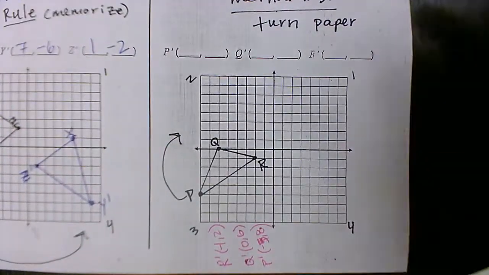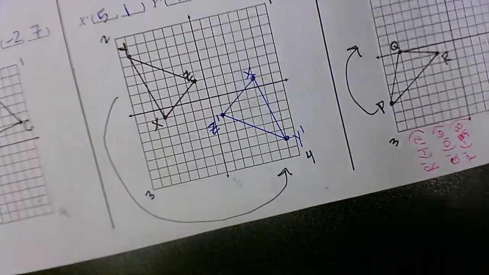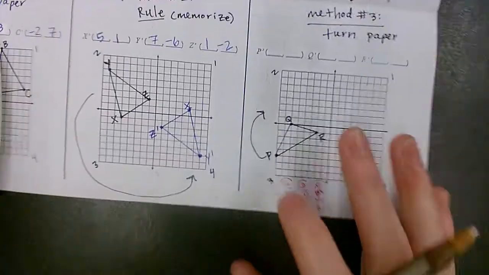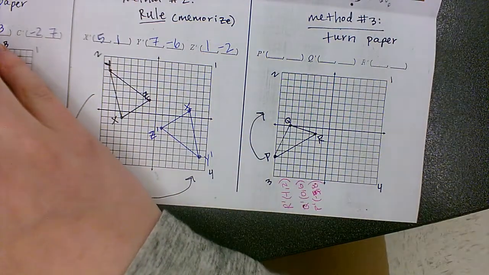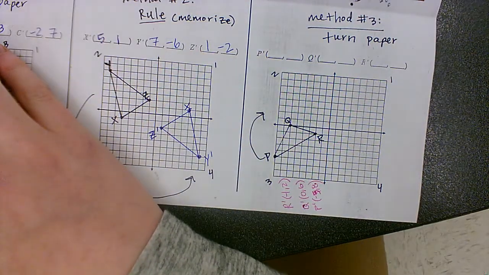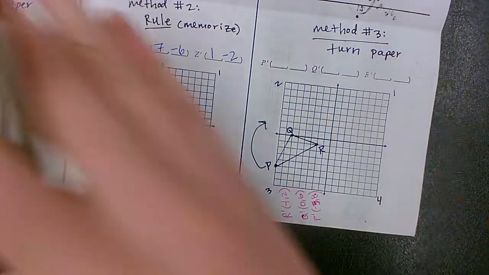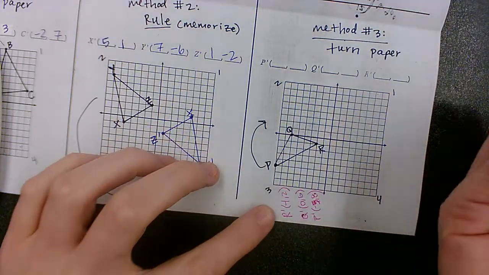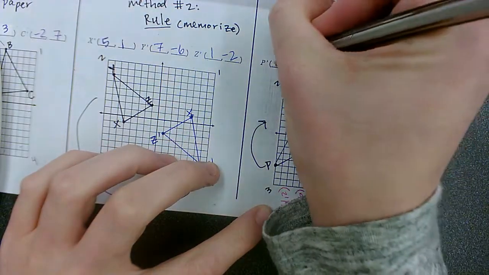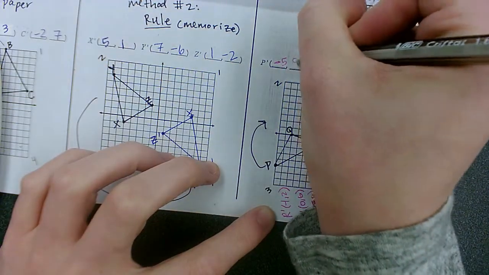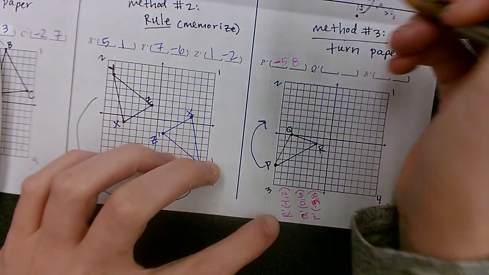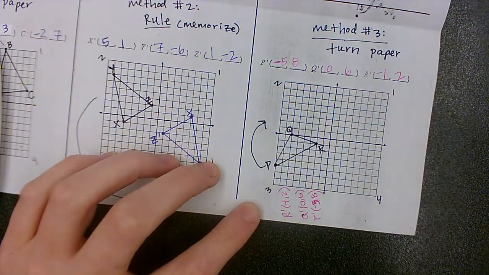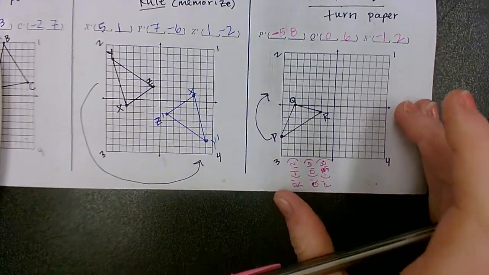And now I can go ahead and copy in my new image points. Technical difficulties, sorry guys. So P prime was -5, 8. Q prime was 0, 6. And R prime is -1, 2. And now I can just simply plot those on my normal graph, looking at it the normal way.